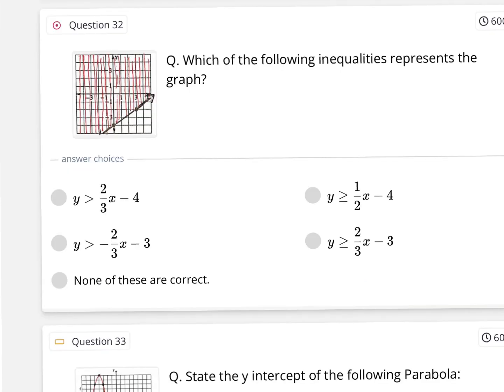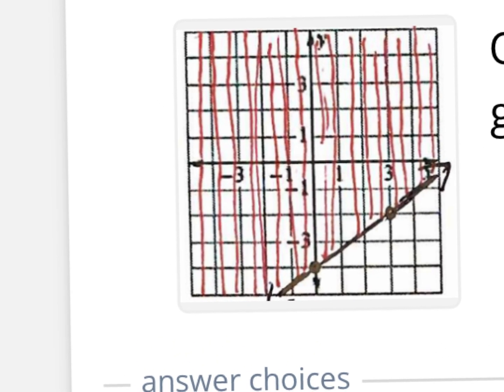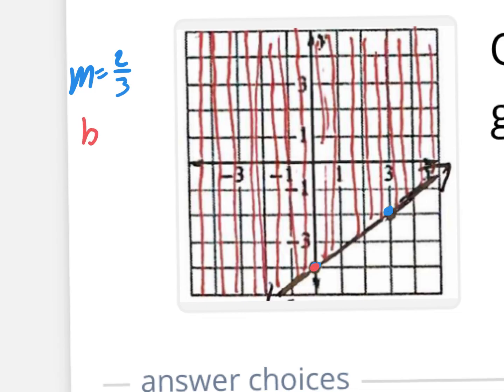Another inequality problem, but we have a line here. We don't have a parabola. Okay, so the equation of this guy would normally be from here to here. It looks like I go up 2 over 3. So the slope is up 2 over 3. The y-intercept, it actually crosses at -4. So the b value is -4. So if I wanted to write my equation, that would be y equals 2/3 x minus 4.